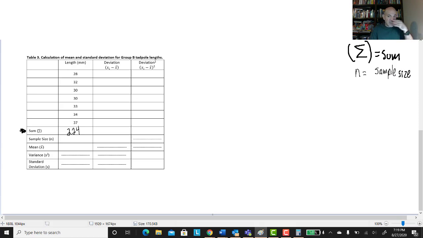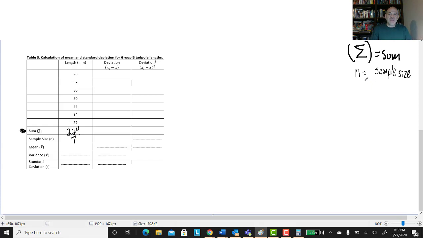It's very easy. If I ask you on a test, what's the sample size? All you're going to do is count how many values there are. Don't count the sum. That's not an original measurement. So there was 1, 2, 3, 4, 5, 6, 7. So we put 7 in that box there.